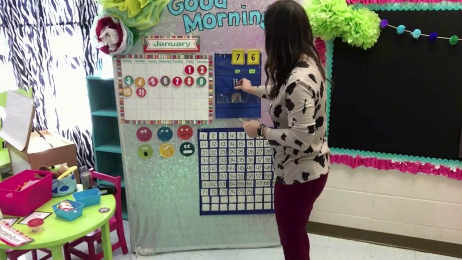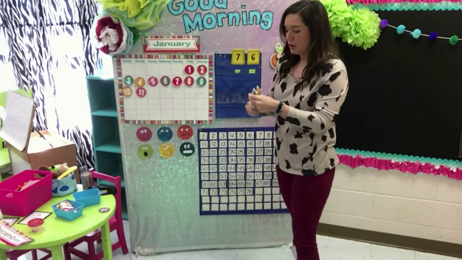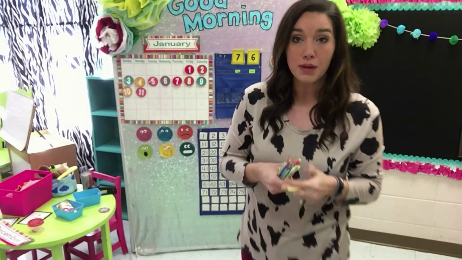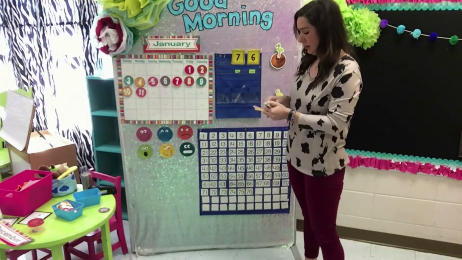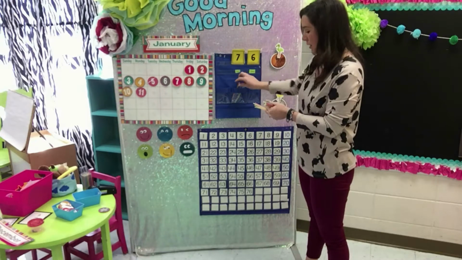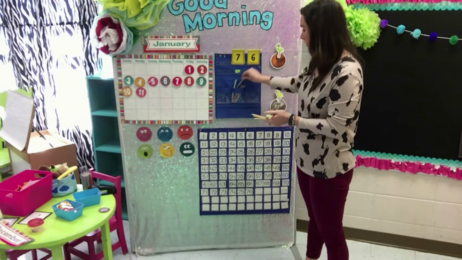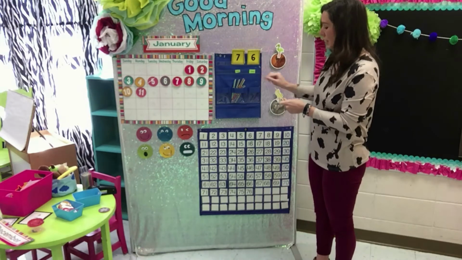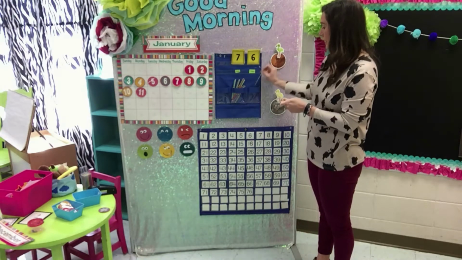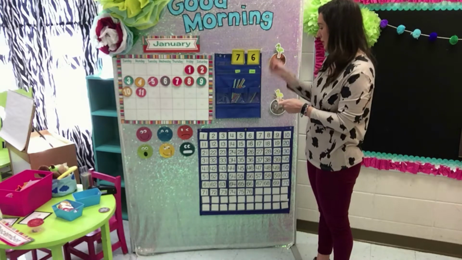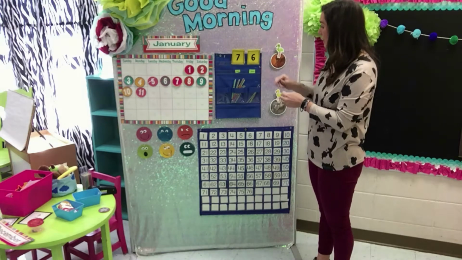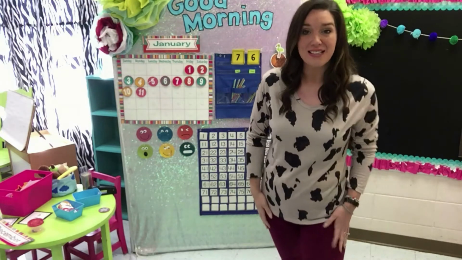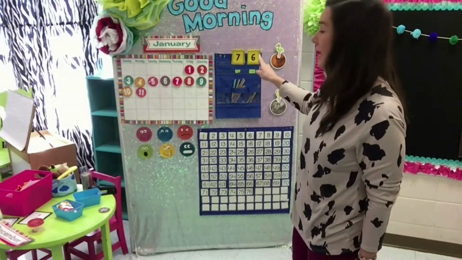Now let's count and figure out how many days we've been in school. To do that, I'm going to count these by 10s, and then keep counting these by 1s. Are you ready? Count with me. 10, 20, 30, 40, 50, 60, 70, 71, 72, 73, 74, 75, 76, 77. You've been in school for 77 days. That's awesome.